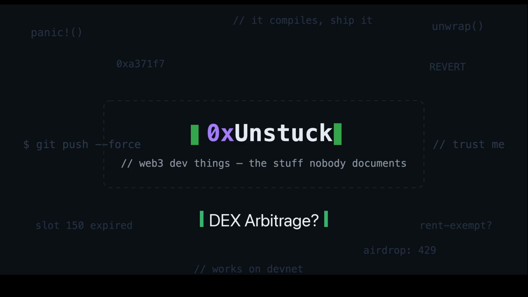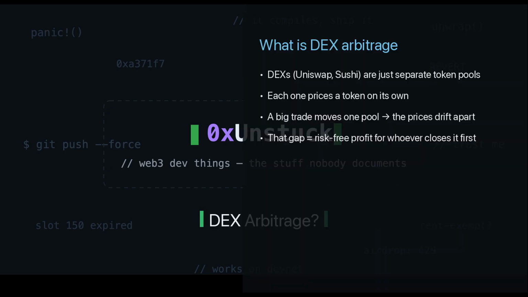Today, the oldest and purest form of it, arbitrage. The same token trades at two different prices on two exchanges, and you pocket the difference, buying cheap on one and selling dear on the other in a single transaction. We'll write it as a real test, run it against a live fork of Ethereum, and watch the profit print. Let's go. Here's the setup.